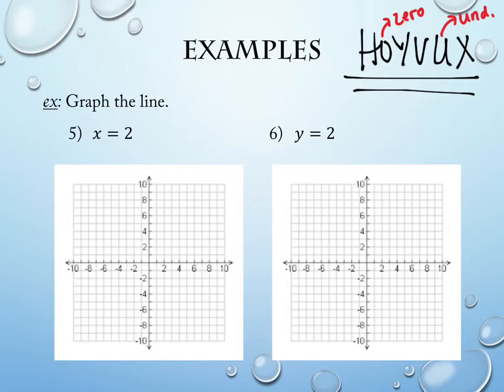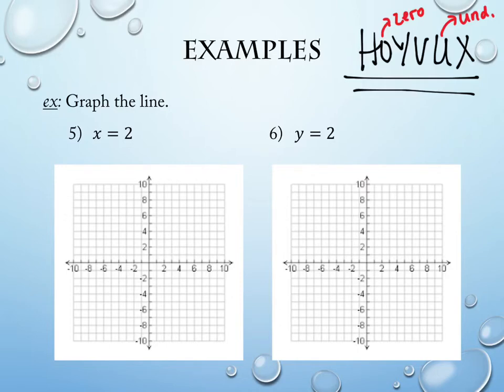Another way to remember is how these lines are created. For example, if x is equal to 2, this right here has x equal to 2, and you need to plot points that are always a distance 2 away from the y-axis. It's got to be a distance of 2 away. So you can think about plotting points like this. They would stack up like that.